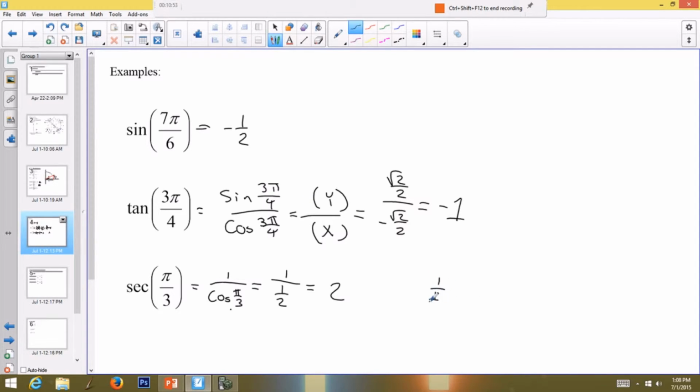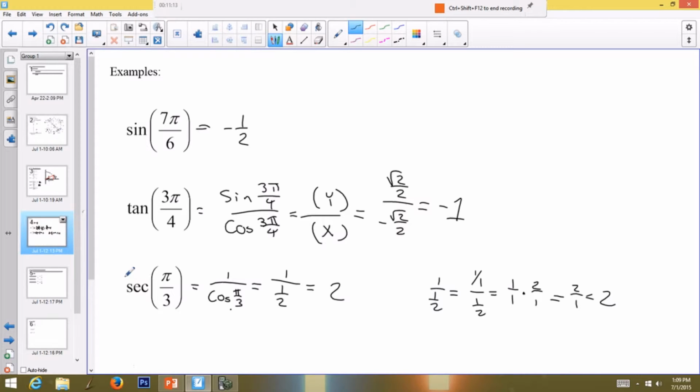1 over 1/2 would be equal to 1 over 1, because 1 is the fraction 1 over 1 divided by a half. And when you divide two fractions, you multiply by the reciprocal: 1 over 1 times 2 over 1. Everything cancels. You're left with 2 over 1, which we said is just 2. That's how I get that.